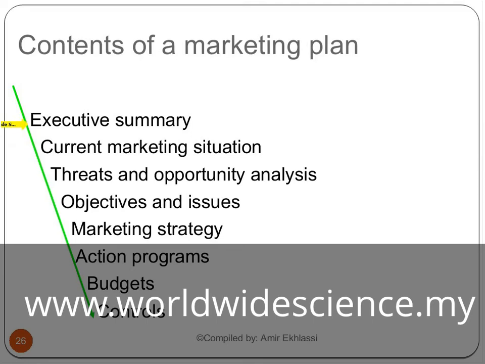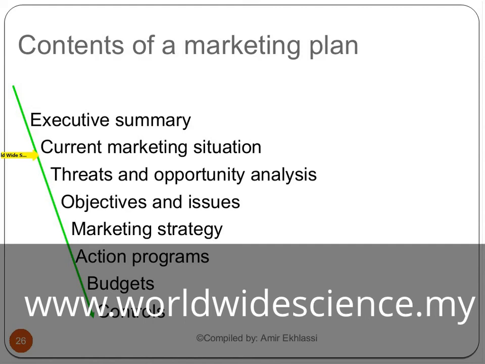And as usual, there are some important parts for a marketing plan. Executive summary, which is a brief explanation about the product and the latest situation, and anything that will be done in this marketing plan. The first part is the current marketing situation: first of all, you should know what the current status or current marketing situation is for this product.